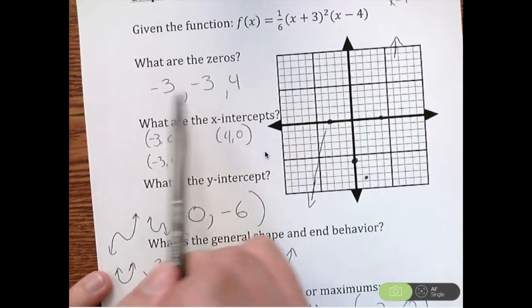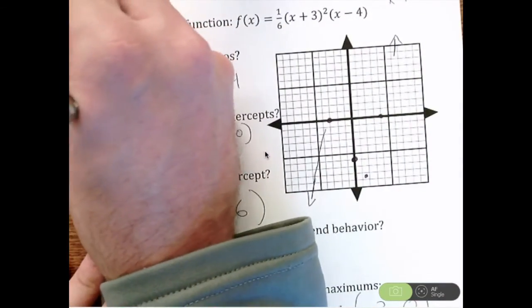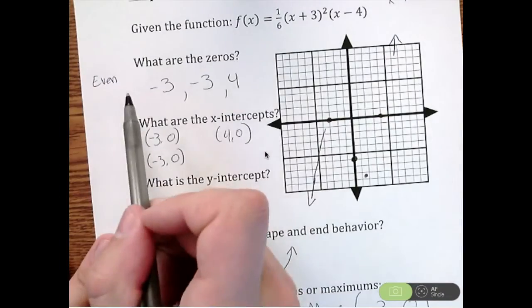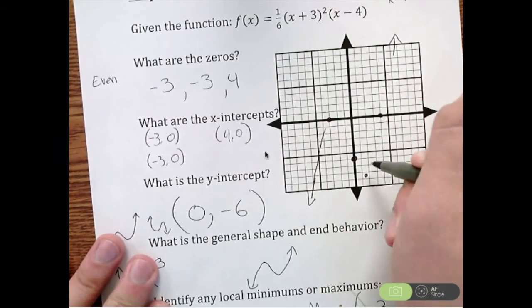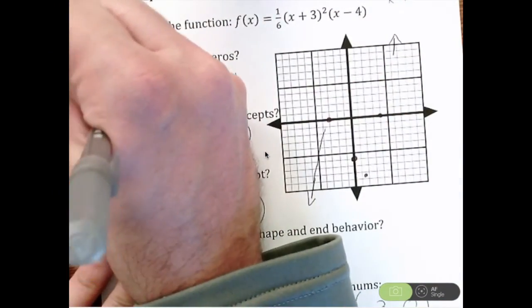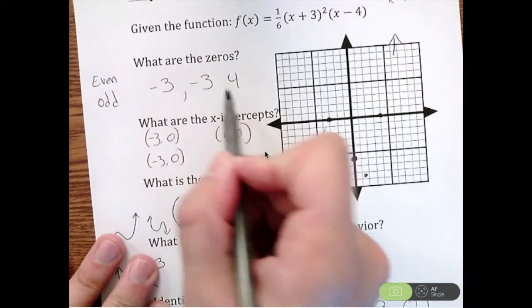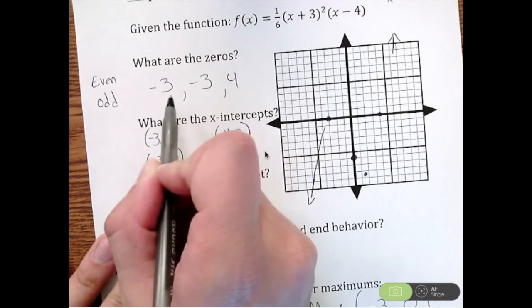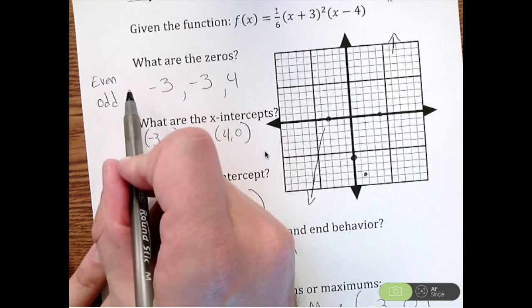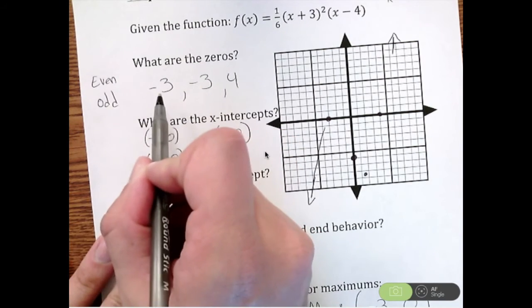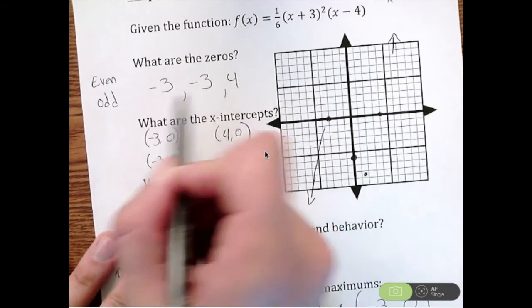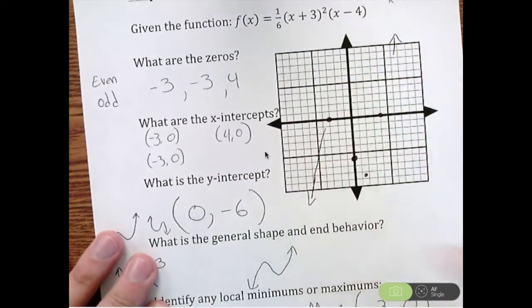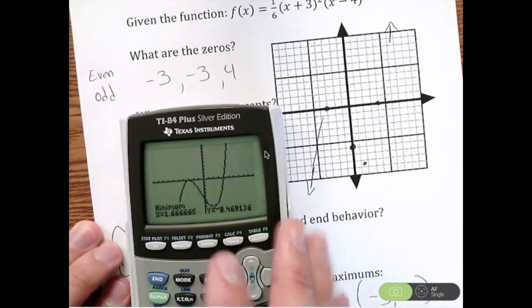If it shows up an even amount of times, so even multiplicity, what's going to happen is your graph will bounce off that point. Where if you have a 0 show up multiple times and it shows up an odd amount of times, so what I mean by that is I have negative 3, that's twice, so that's even, so we're going to bounce. If it was odd, like negative 3, that's 3 times, we'd go through. So what we're going to do is we're going to bounce off at that point.